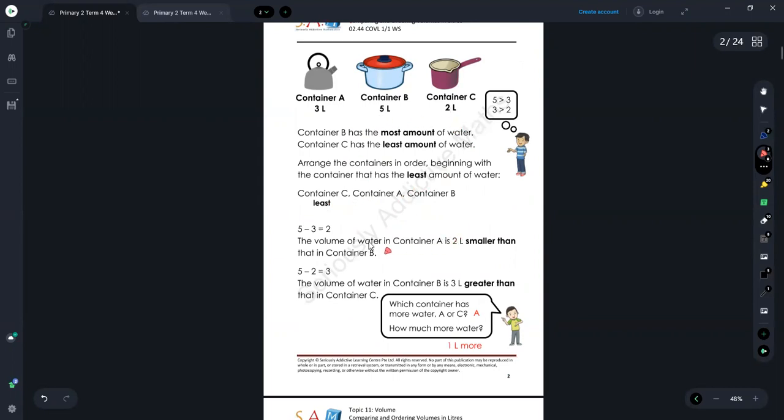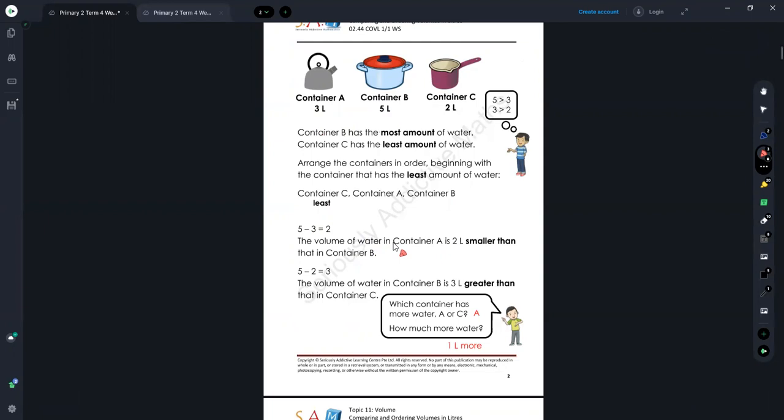Now, if the question asks what's the difference, right, like this kind of question here, the volume of water in container A is how much smaller than container B, then they have to find the difference between container B and container A, which will be the larger amount minus the smaller amount. So it's 5 minus 3 equals 2. So we say the volume of water in container A is 2 liters smaller.